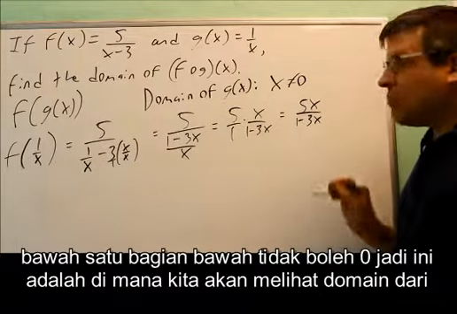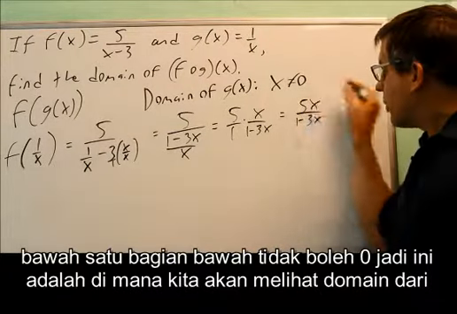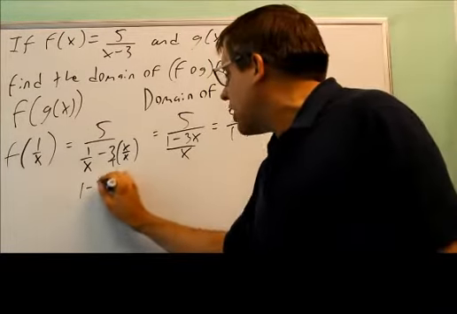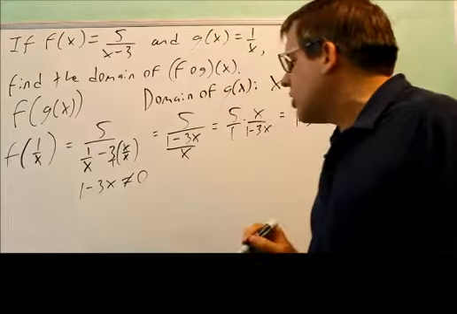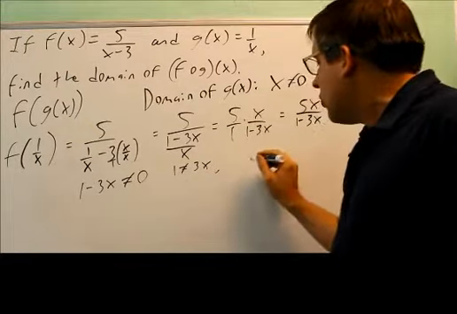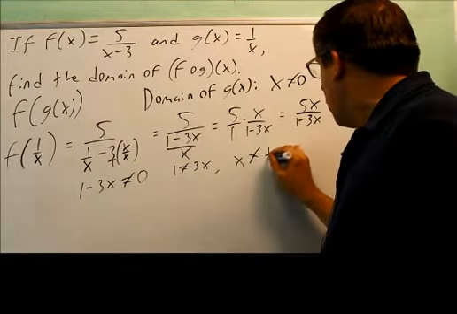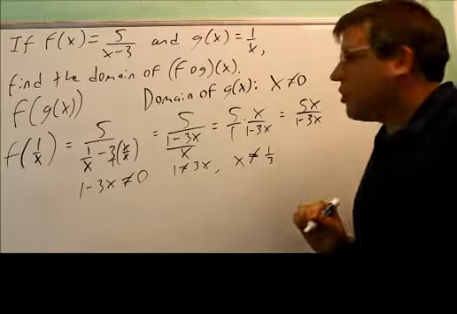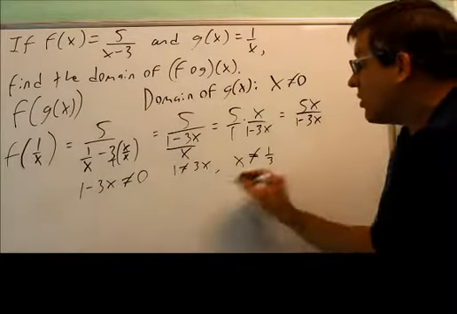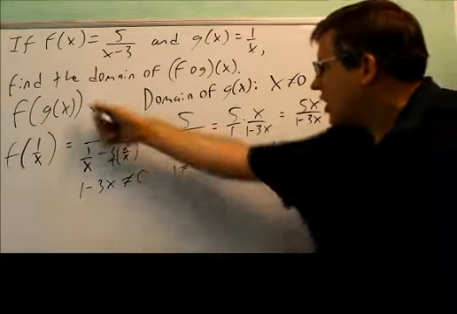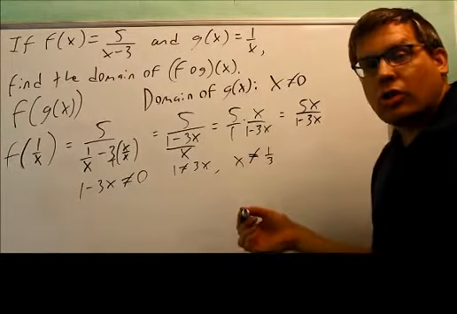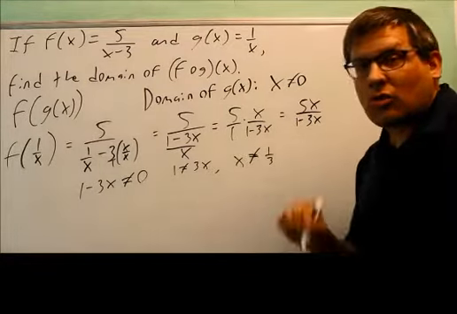This bottom part is not allowed to be 0. So this is where we look at the domain of the entire thing. So 1 minus 3x is not equal to 0. If you solve this, you get 1 is not equal to 3x, so x is not equal to 1/3. Now I have two different things I'm not allowed to use. I did the domain of g of x first, and I said that x is not equal to 0. Then I did the domain of this once I finally worked it all out, and I got that x is not equal to 1/3.